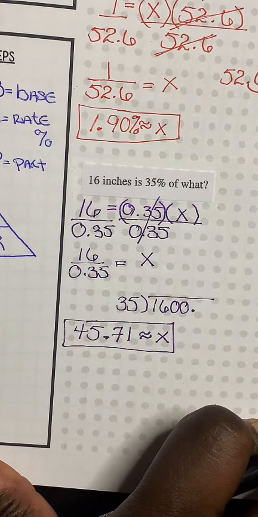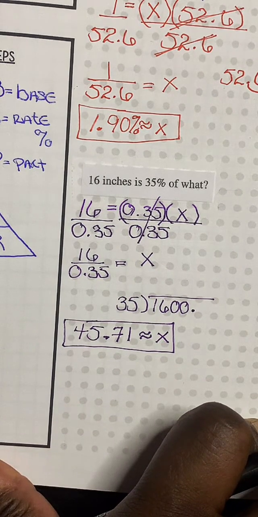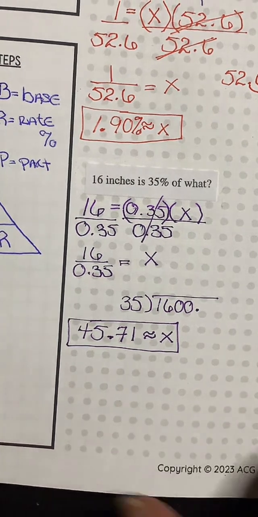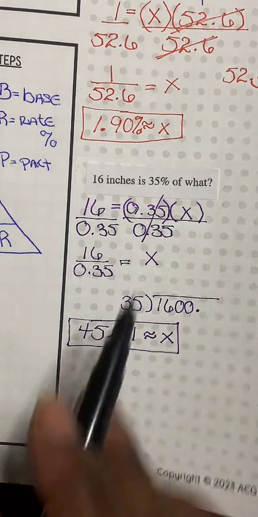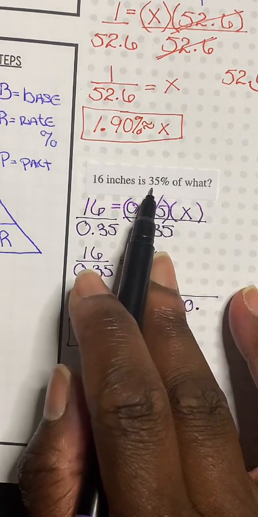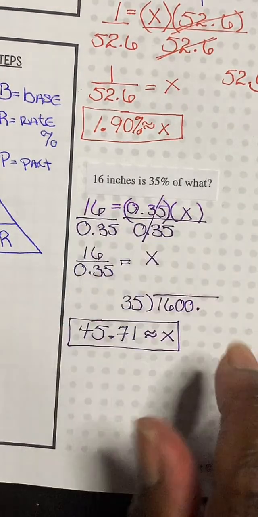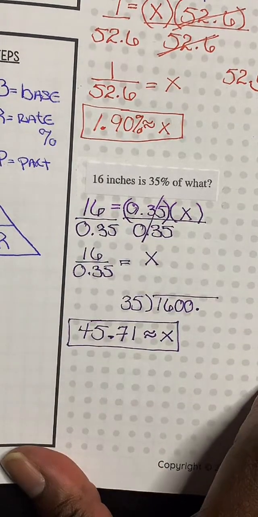All right. Okay, so user 5377, good job. So we didn't have to divide by 100 because we were not looking for the percentage. They just wanted basically the number that they originally had, which when multiplied by 35% gave us 16 inches.